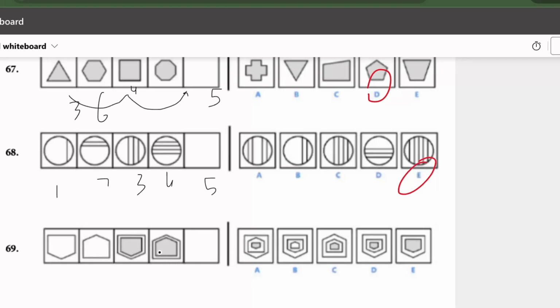And then for 69, we have this outer perimeter that's white, that's getting smaller. The inside pentagon gets smaller. We know for a fact it has to point down, so it can't be C. And the one that looks down with a fatter white border is E.